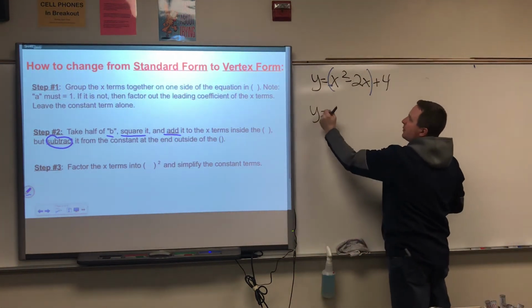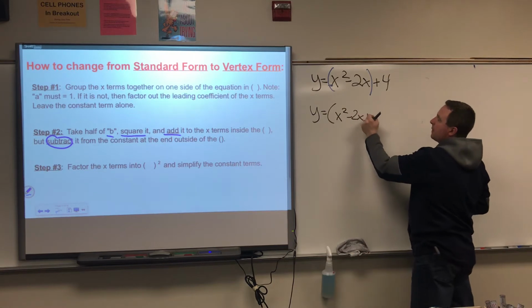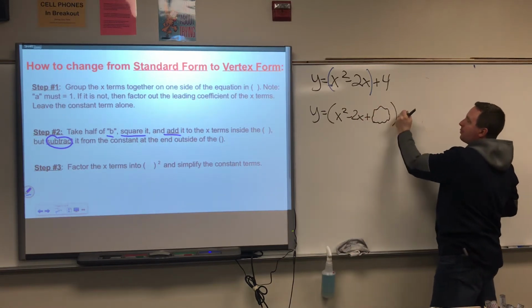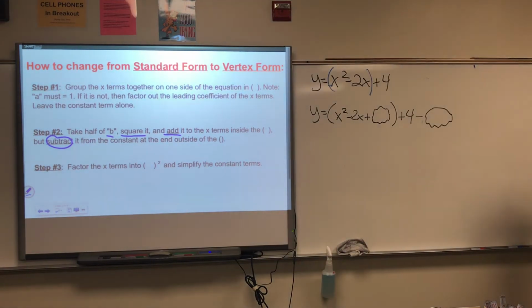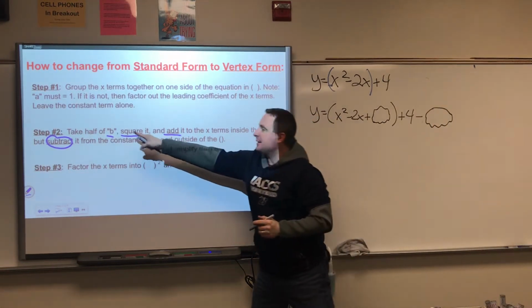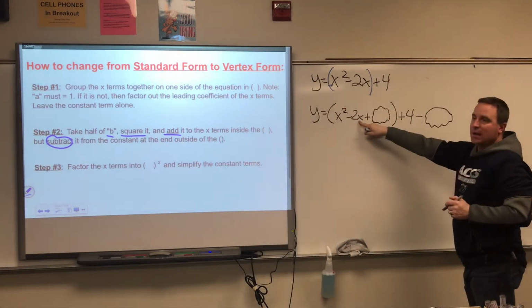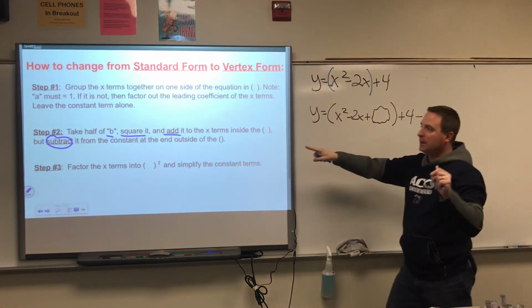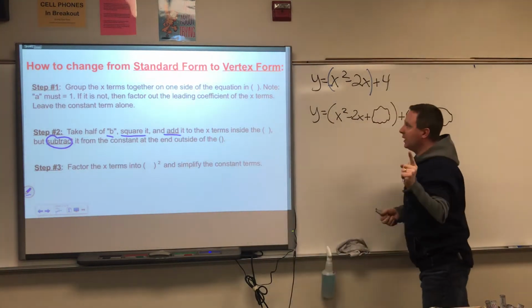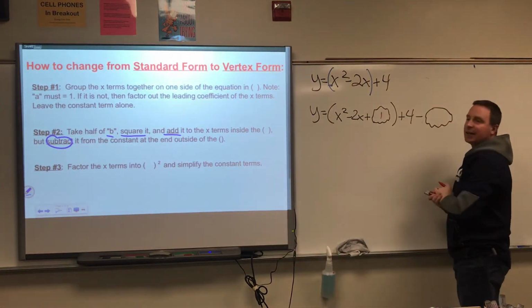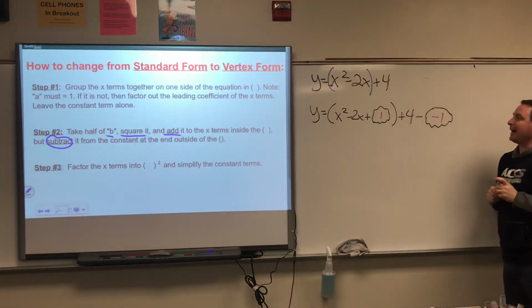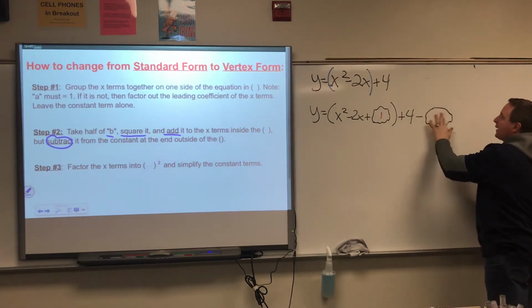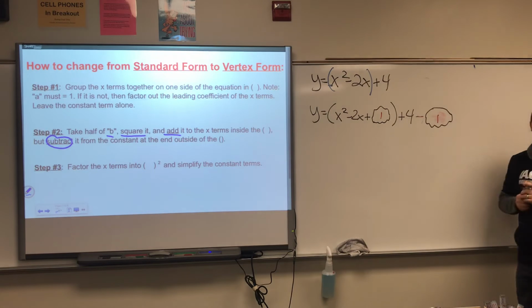But the next thing I'm going to do, I'm going to add something on the inside of my parentheses, and I'm going to subtract it on the outside of the parentheses. Here's another way of showing that. What number am I going to add on the inside? It says I'm going to take half of b. Well, b is 2. Half of 2 is 1. I'm going to square it. 1 squared is 1. And I'm going to add that 1 to the inside of the parentheses. But because I added it here, I'm going to subtract 1 at the end.